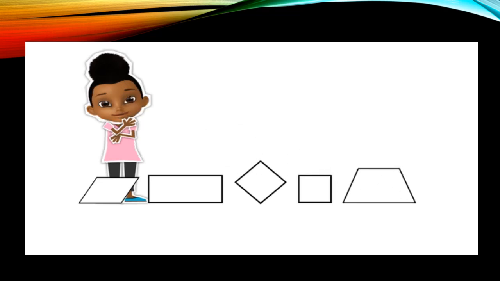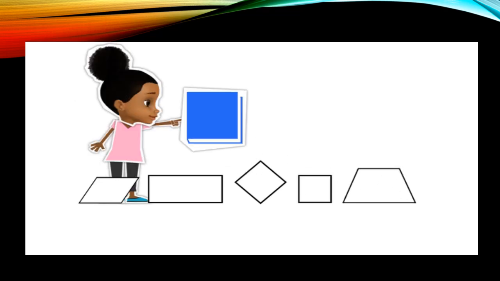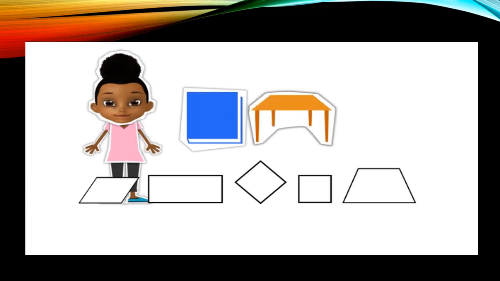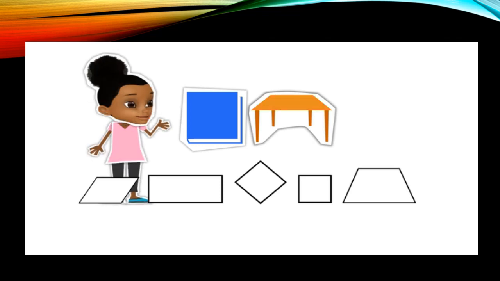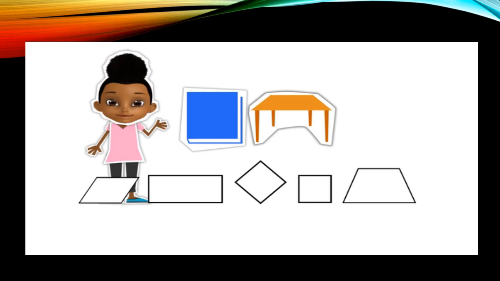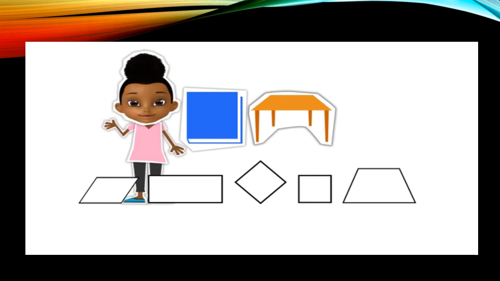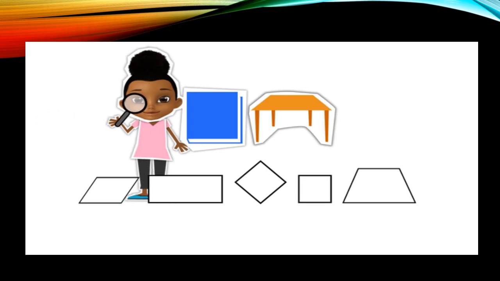I see quadrilaterals all over the place. This book's cover is a rectangle. You can see quadrilaterals everywhere. What about this tabletop? A trapezoid. Great work today, everyone. Take a look around and see what quadrilaterals you can find. I'm already on the case. See you next time.